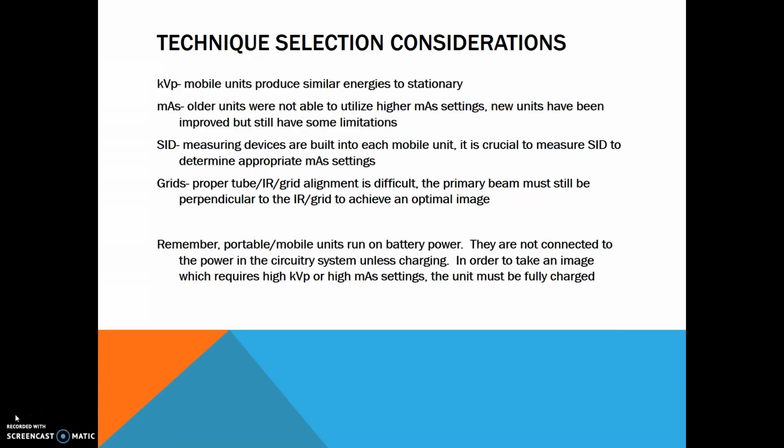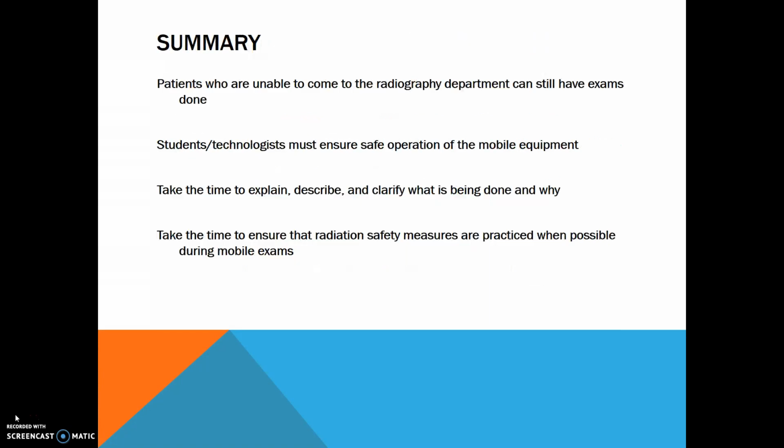Grids. Proper tube, IR, and grid alignment is difficult. The primary beam must still be perpendicular to the IR and grid to achieve an optimal image. Remember, portable mobile machines run on battery power. They are not connected to the power in the circuitry system unless charging. In order to take an image which requires high kVp or high mAs settings, the unit must be fully charged.